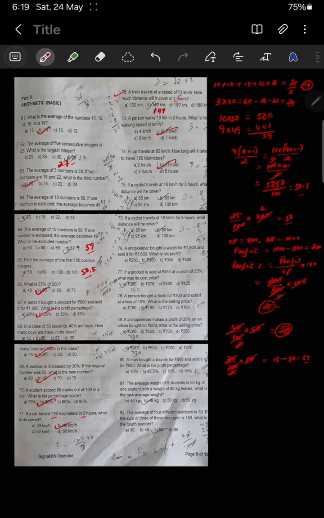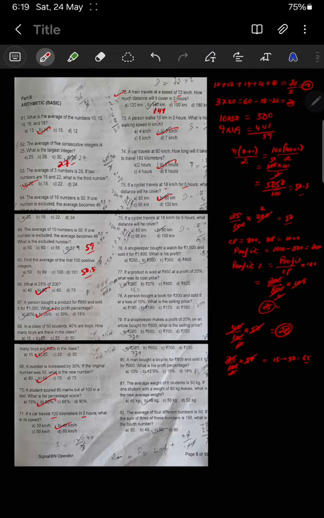Next, question number 75. If a cyclist travels at 18 kilometer per hour for 5 hours, what distance will he cover? So again same formula, speed equal to distance by time. So distance equal to speed into time. So if you multiply here, 18 into 5 will be how much? It is 90. So option B is your correct option here. Next, question number 75, if a cyclist, okay, it is already solved.